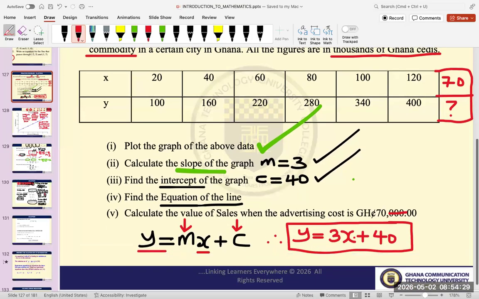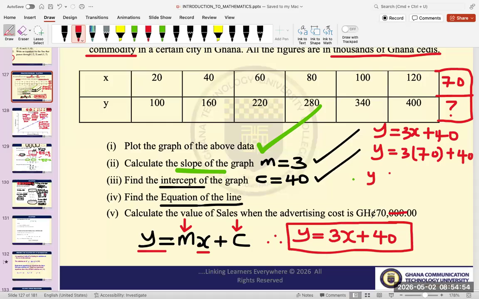We just use our model. Our model is Y equals 3X plus 40. It means wherever we see X, we put 70 there. We have Y equals 3 times 70 plus 40.